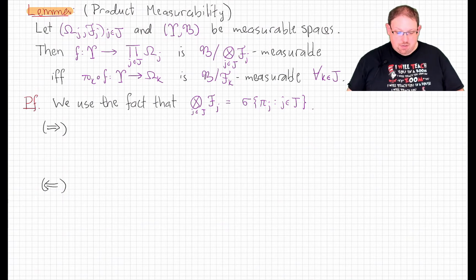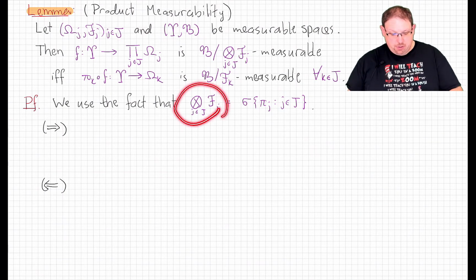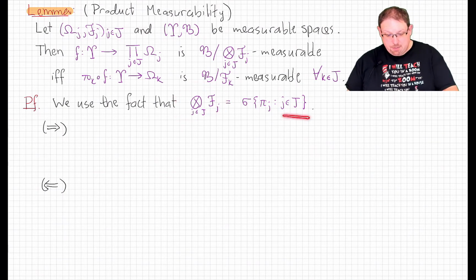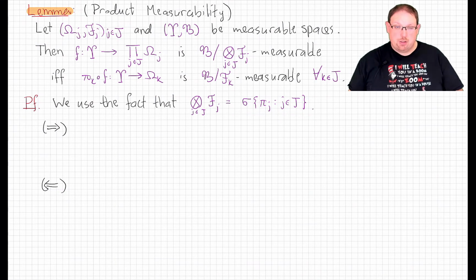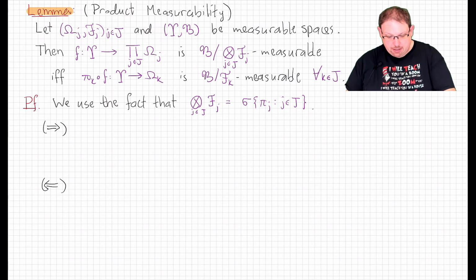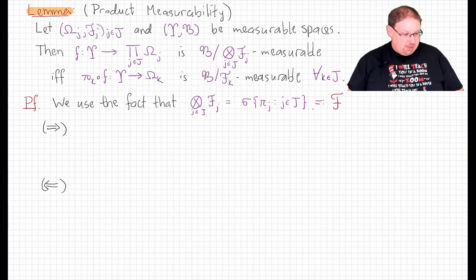We're going to use the fact stated on the last slide, and that is on your homework, that the product sigma field we're using in the range is the minimal sigma field with respect to which those projections are all measurable. And to save writing, I'm going to give that product sigma field a name. I'm just going to call it F for the rest of this problem. So let's show this if and only if statement.